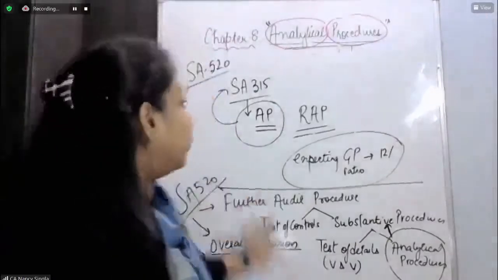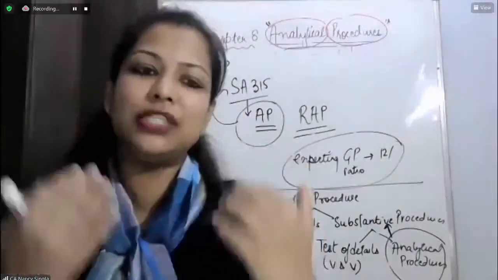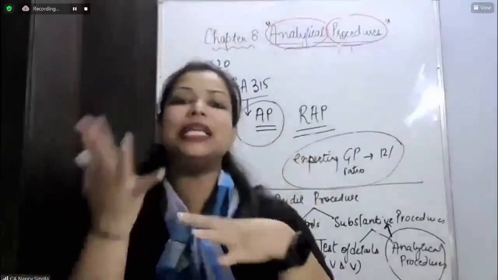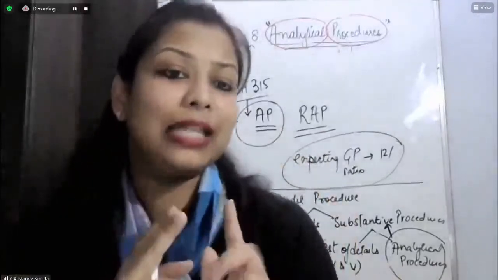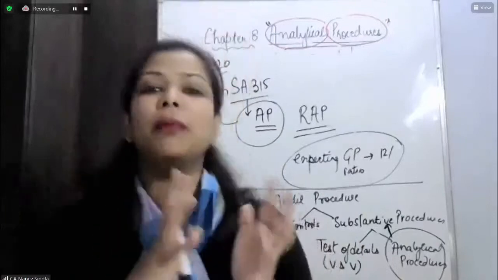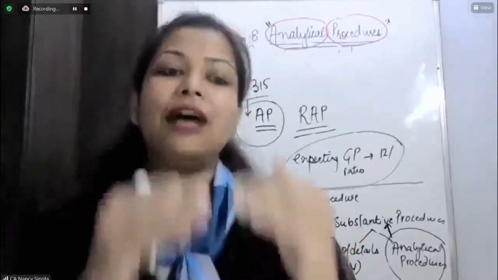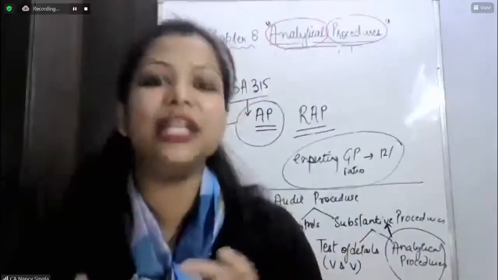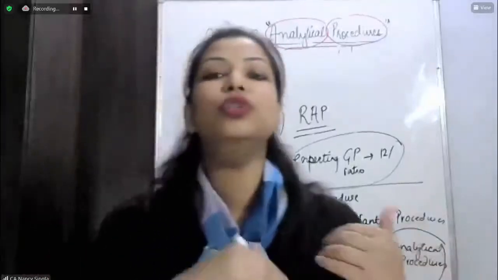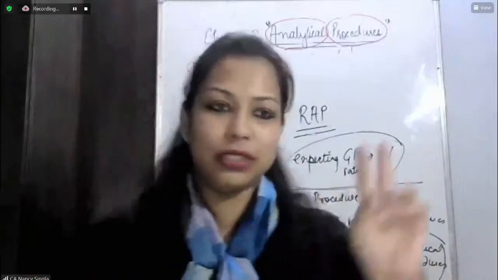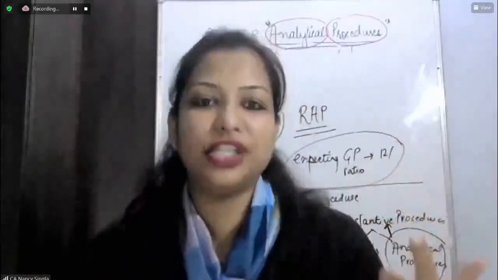So with this we have understood what analytical procedures are. We saw that it is evaluation of financial information through analysis of plausible relationships amongst both financial and non-financial data. And not only this, thereafter investigation of any identified fluctuation or significant difference from the expected amounts or any inconsistent relationship. Then we saw what comparisons can be done and what relationships are there.